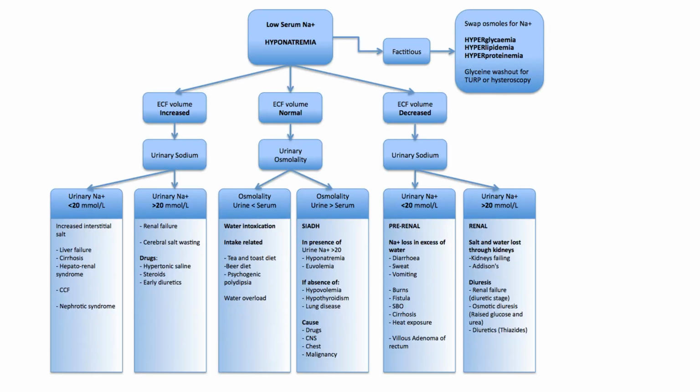So his ECF volume is decreased, his urinary sodium is over 20, so we're going to go to the right-hand list, and this looks like renal causes. So diuresis or salt and water loss through the kidneys.